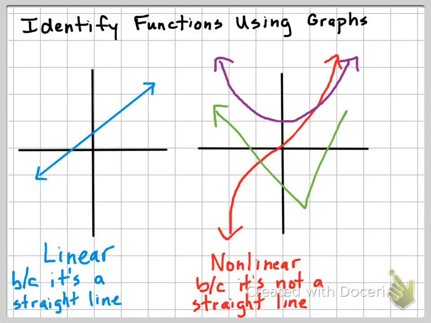You could have a line like this. That would be nonlinear. Even though this part looks like it might be straight and this part looks like it might be straight as well, there's a turn in the middle of it. So it's not all the way straight. Or you could even have something like this that just keeps going up and down. None of these are straight lines. Therefore, none of these lines are linear. Every single one of them is nonlinear because it's not a straight line, which means it does not have a constant rate of change.